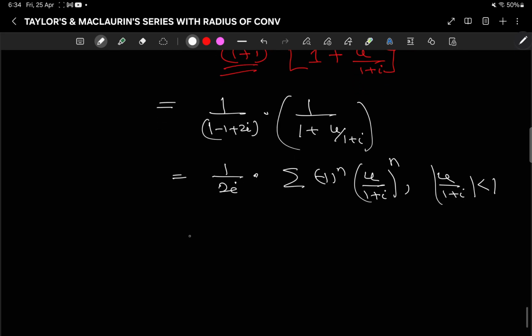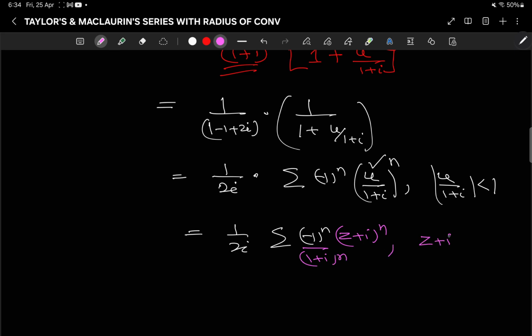Okay, you see, quite easy. So it is 1 by 2i, summation of minus 1 to the power n. What is your u? u is z plus i, to the power n, over (1 minus i) to the power n, with mod z plus i, mod u, less than the radius.